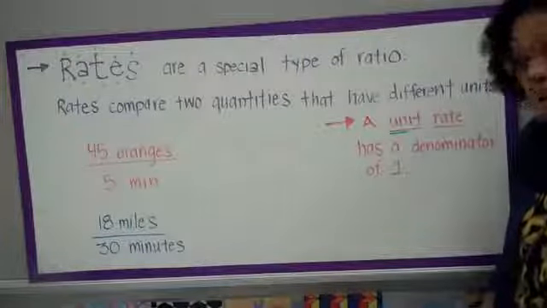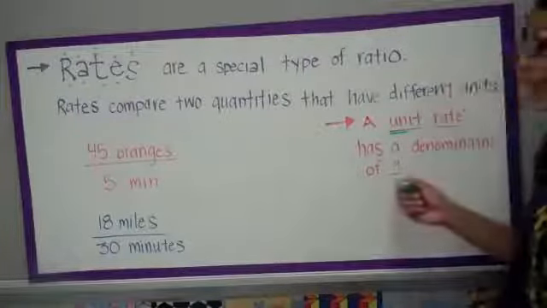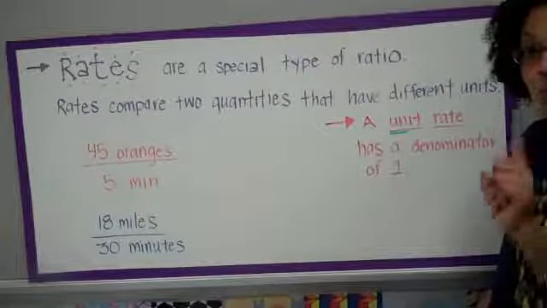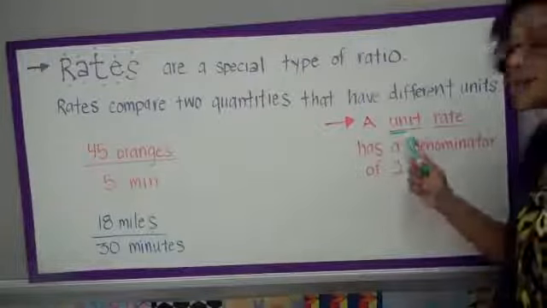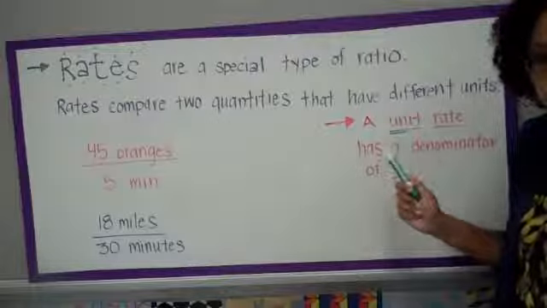Now, a special kind of rate is called a unit rate. For a unit rate, this is where you have a denominator of 1. We're trying to find the rate for 1 of something. And it's kind of easy to remember. The word unit starts with the prefix un, which means 1.